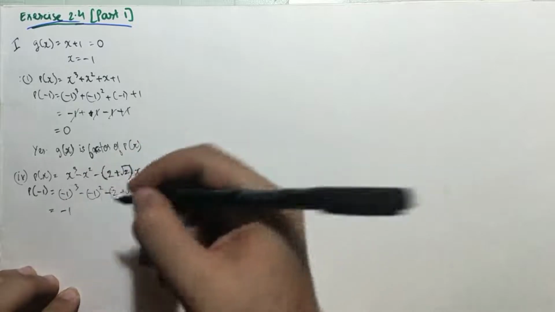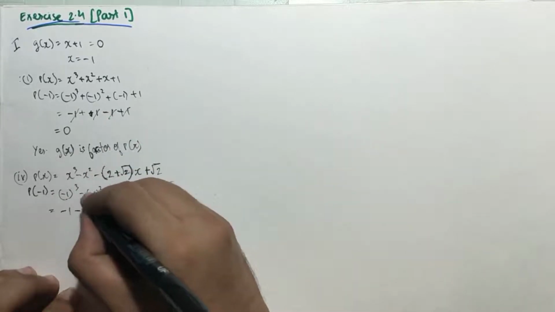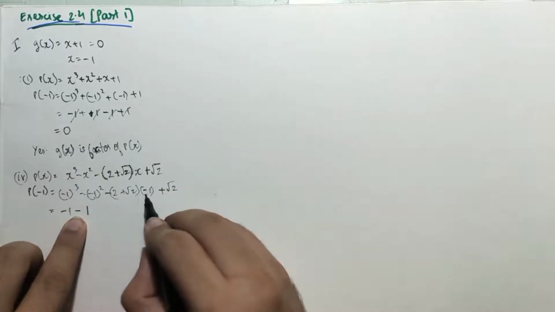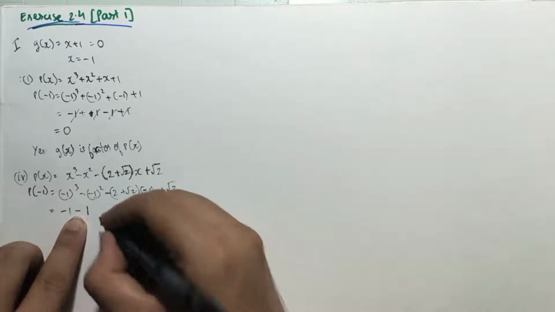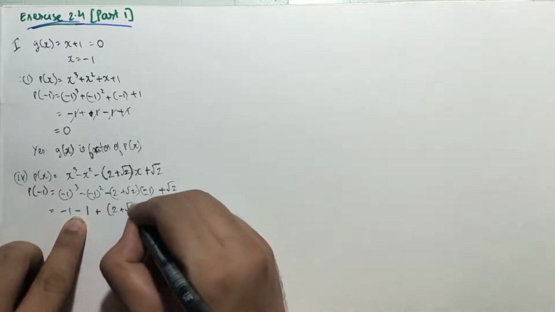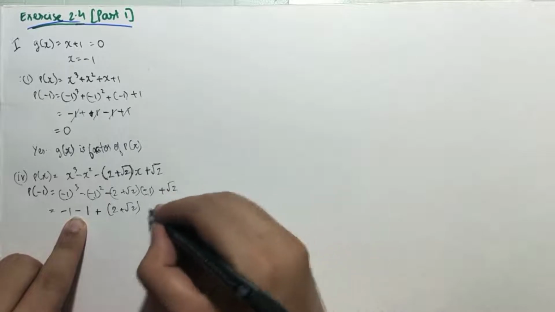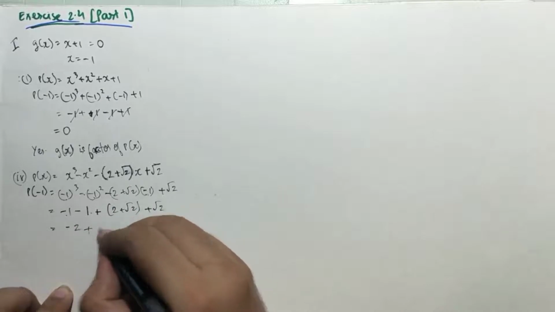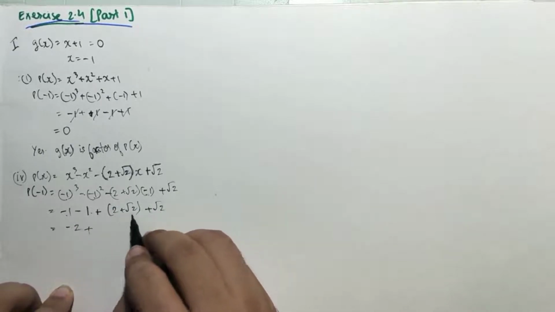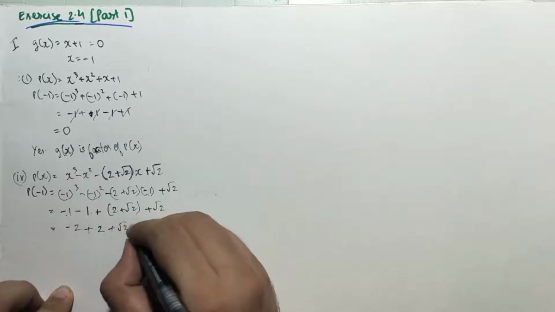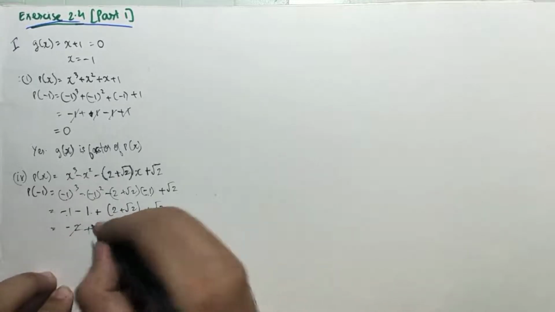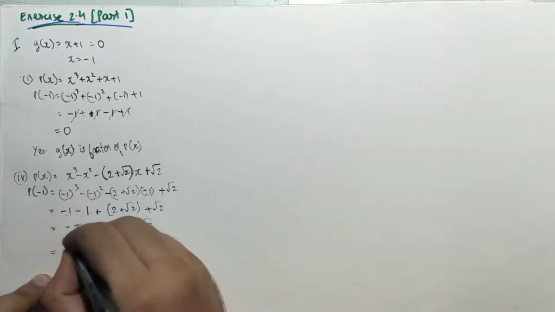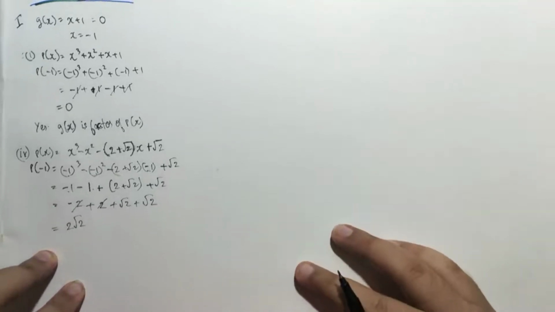Minus 1 cube is minus 1, and minus 1 square is plus 1, so I write minus 1 over here. This minus will get multiplied with this minus 1, so minus and minus will become plus, and in the bracket it is as it is, 2 plus root 2. Because of this plus sign, no sign changes in the bracket. So it is plus 2 plus root 2 plus root 2. The 2 and 2 get cancelled, but root 2 plus root 2 is 2 root 2.